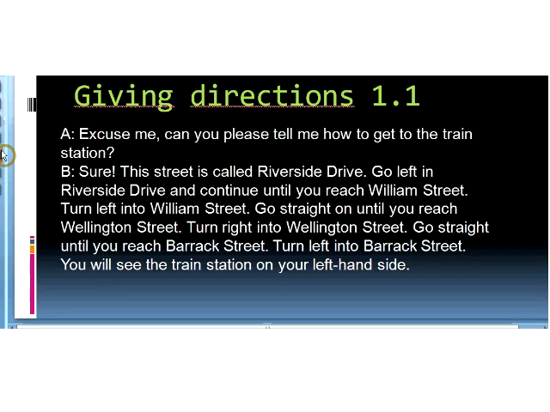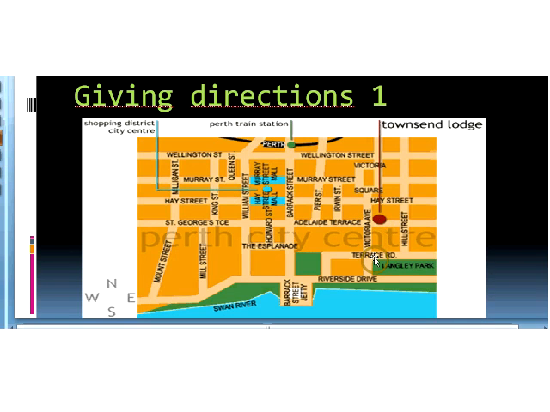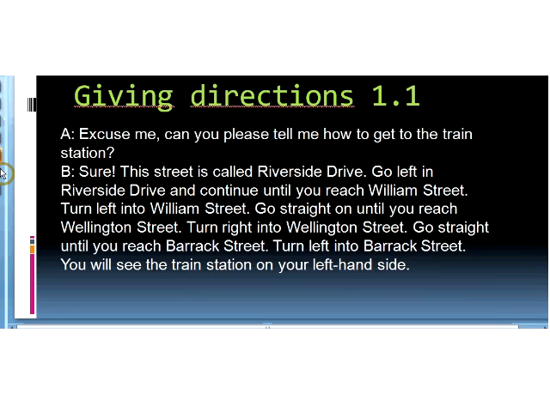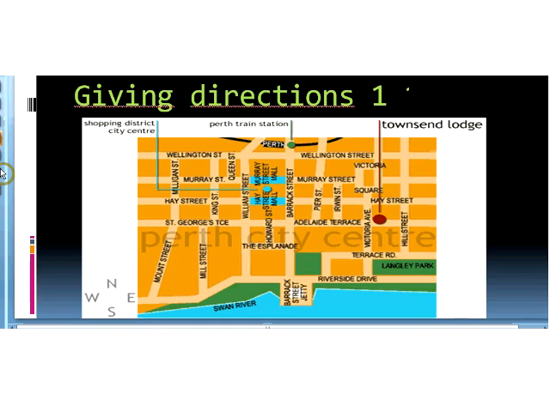Yes. Excuse me, can you please tell me how to get to the train station? Sure. This street is called Riverside Drive. Go left in Riverside Drive. And continue until you reach William Street. Turn left into William Street. Go straight on.